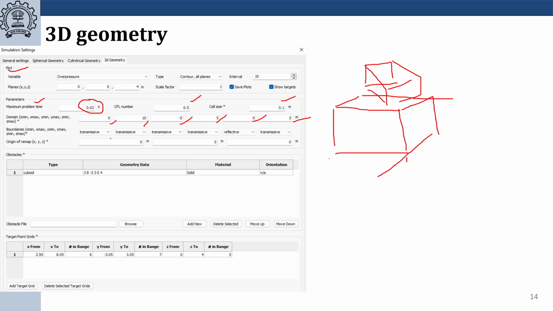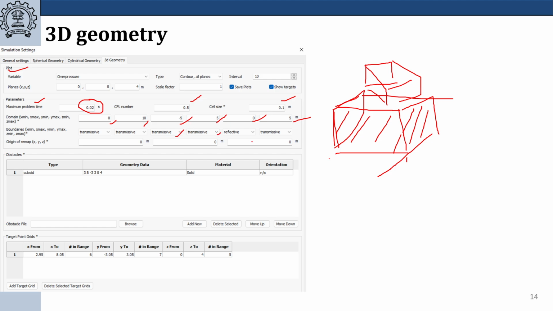And boundaries: at each plane, you have to provide the boundary condition. So x minimum, the x equals 0 plane, is a transmissive boundary. X equals 0 means the YZ plane, and x equals 10 is also a YZ plane at 10, and that is also a transmissive boundary. Similarly Ymin and Ymax, the other extremes of the sides of the width, are also transmissive boundaries.